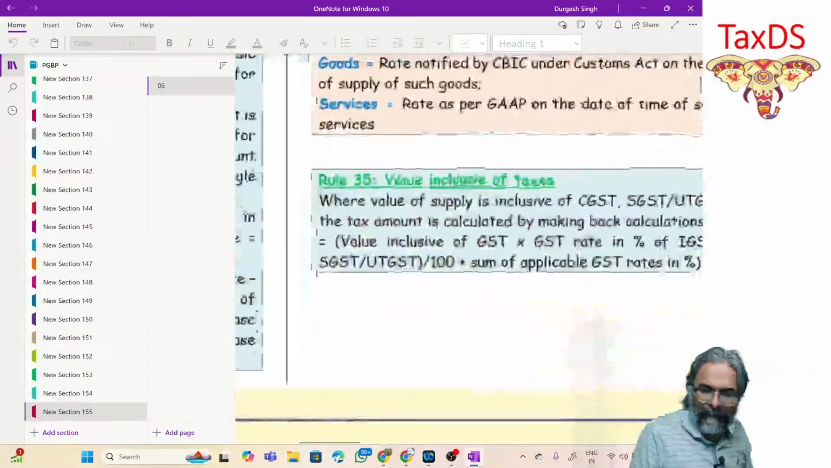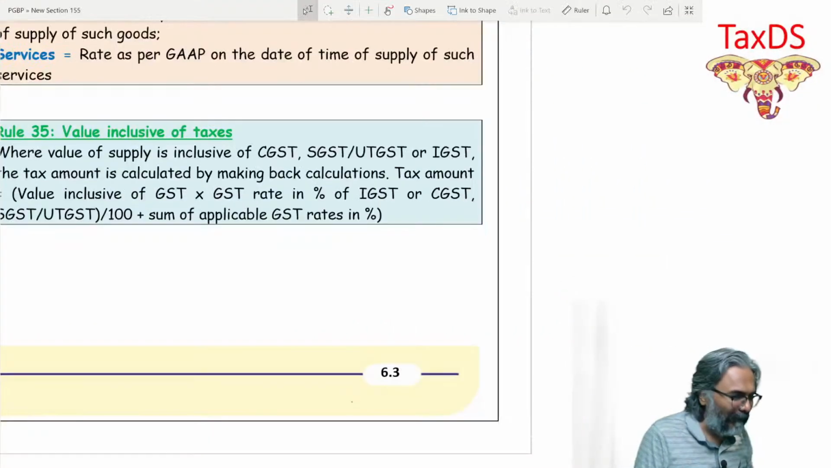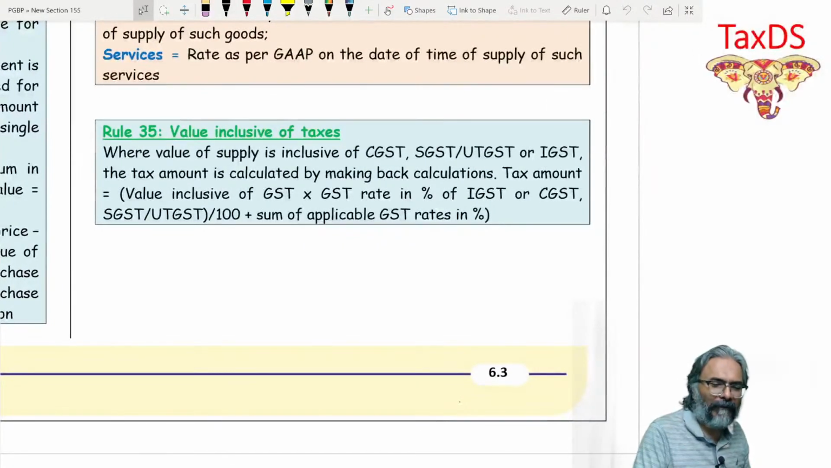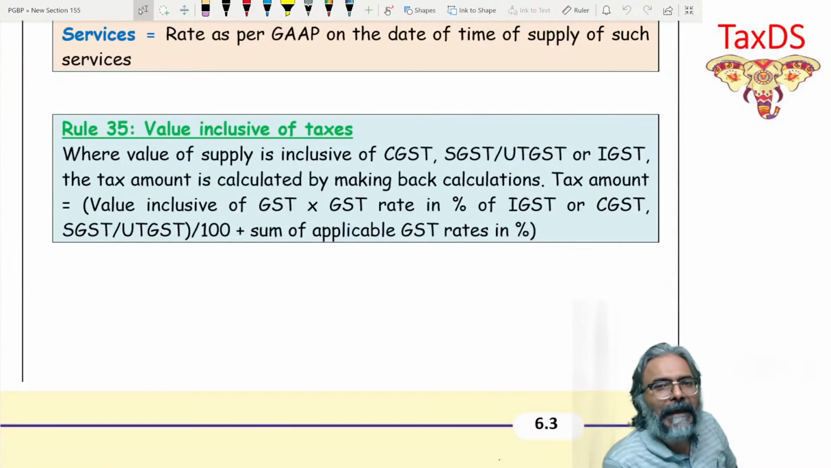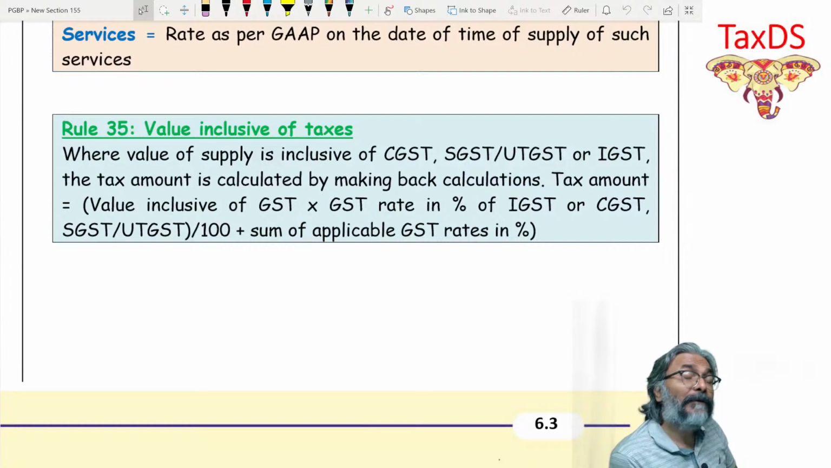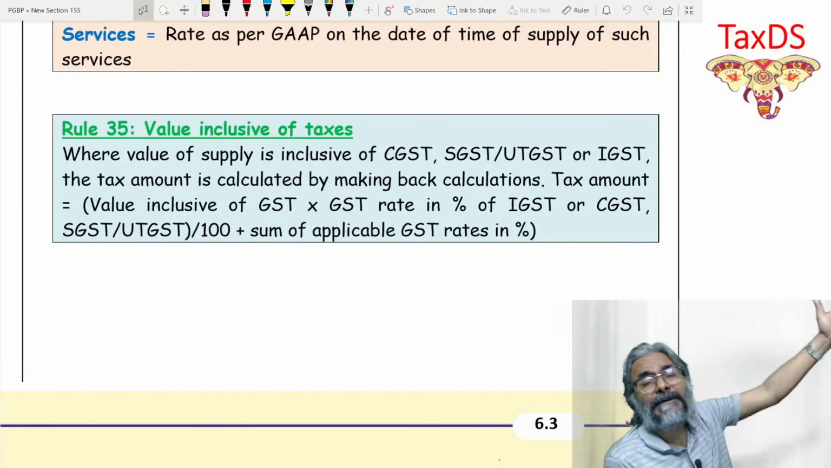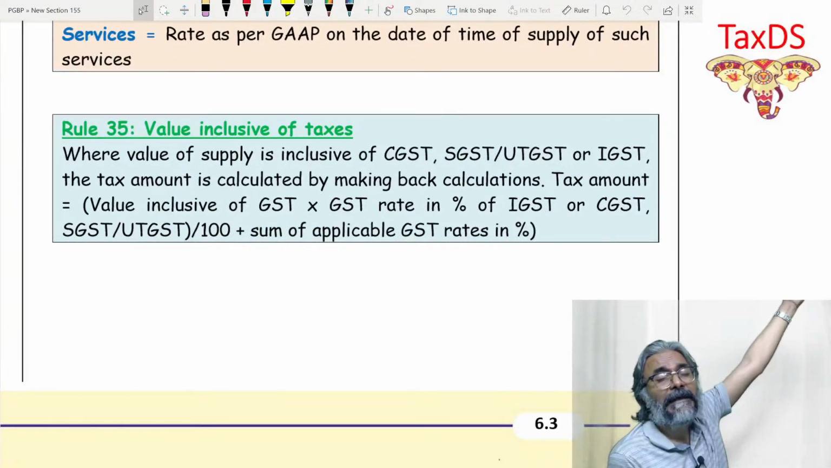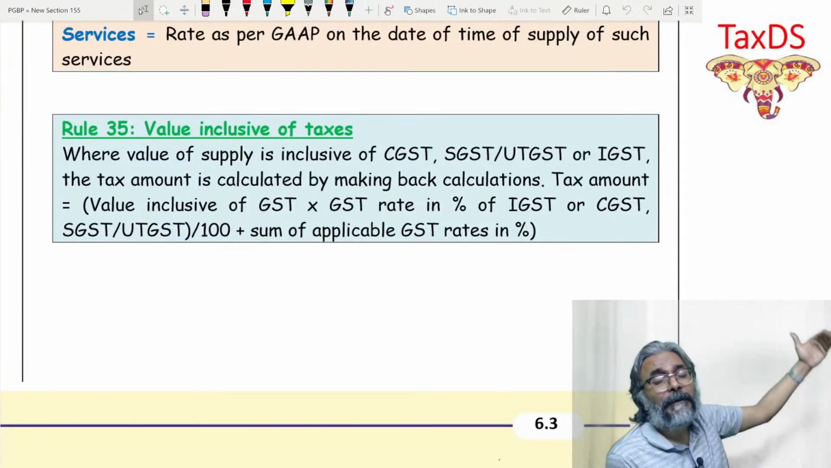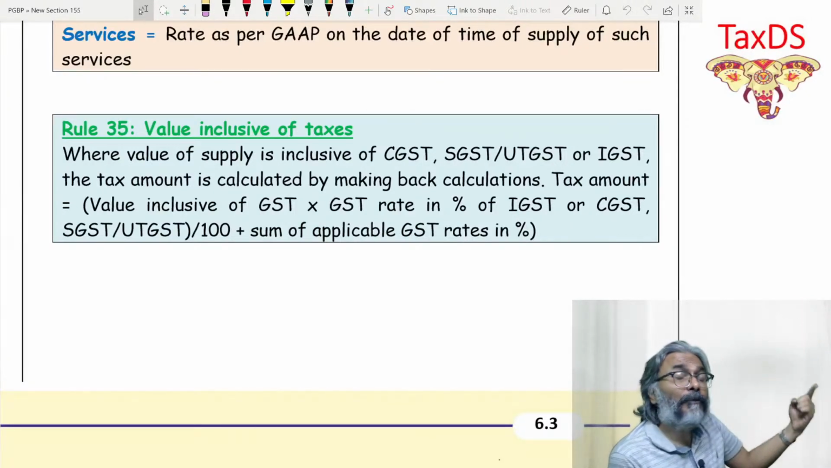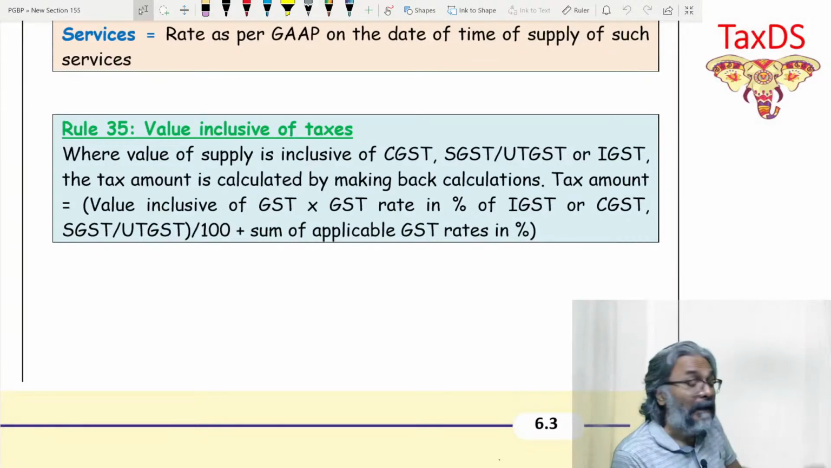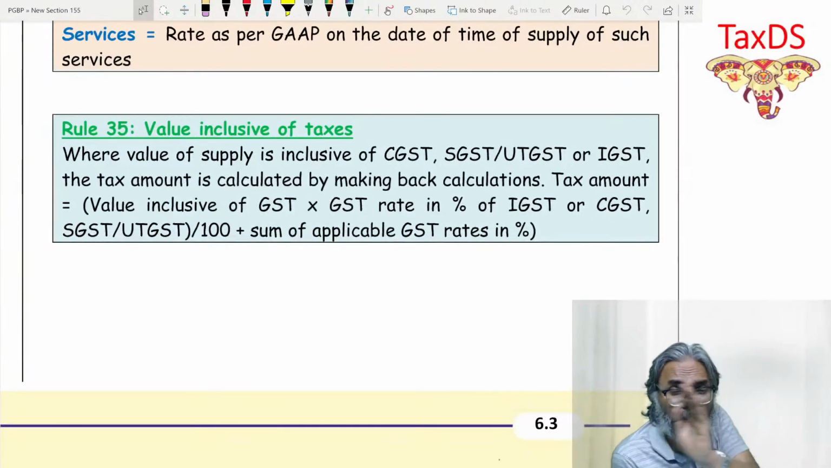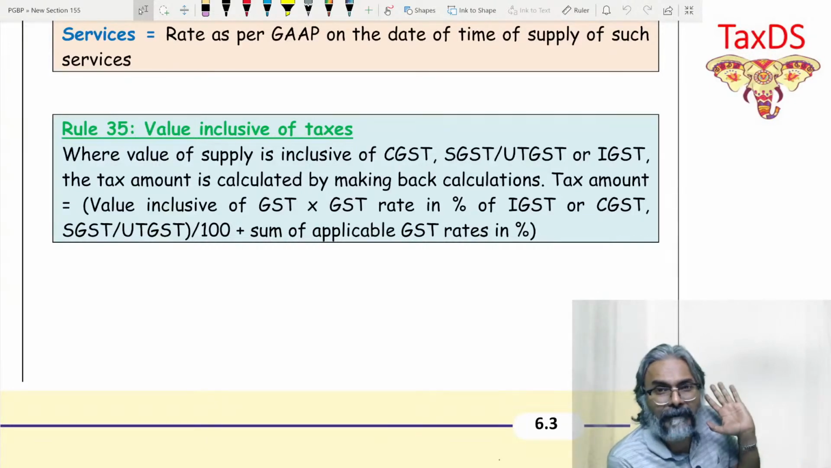Now, students, just see Rule 35 of the valuation rules. Value should be inclusive of taxes. When you say inclusive of taxes, I gave you the example of interest, which is received subsequently. That interest would be inclusive of taxes, and you now know how to do the reverse working. That reverse working that you are doing is as per Rule 35.